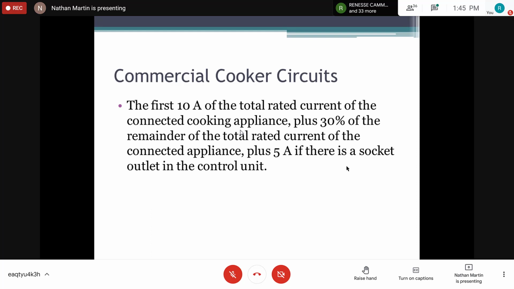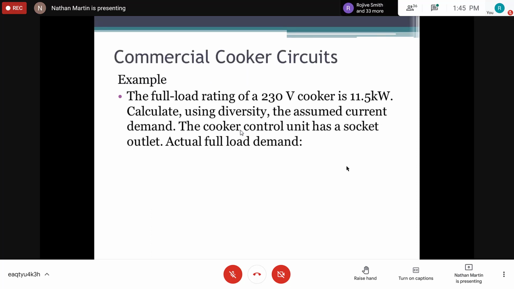So what does all of this mean, right? In doing this calculation, for example, the full load rating of our 230 volt cooker is 11.5 kilowatt, right? Calculating using the diversity factor, the assumed current demand, the cooker control unit has a socket outlet, actually full load demand, right? So this is what we will do: we will find the demand current. So we say the demand current of the device at full load is 50 amp, right?